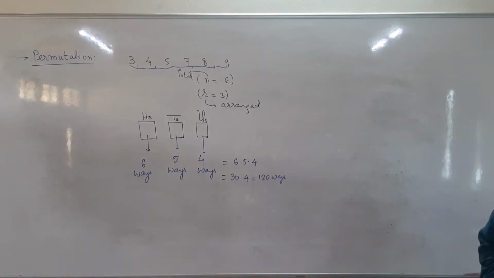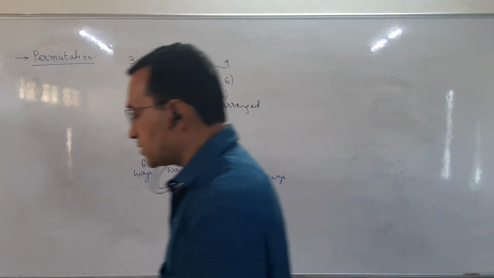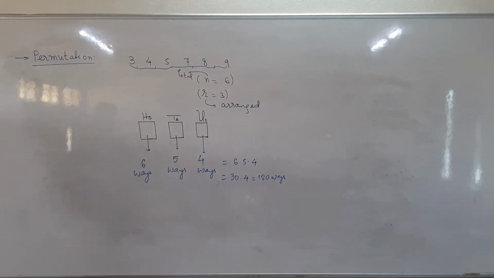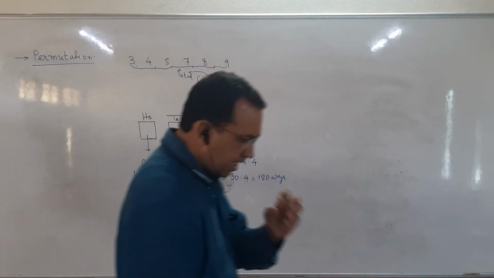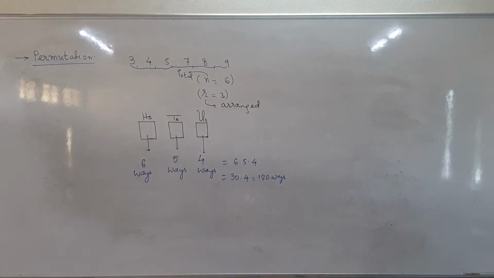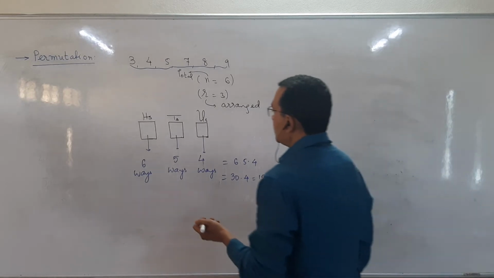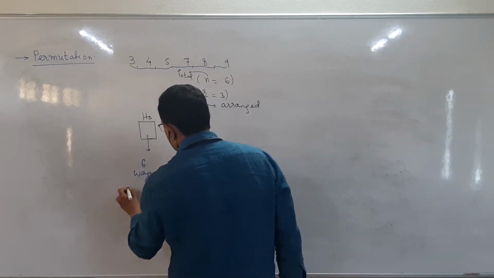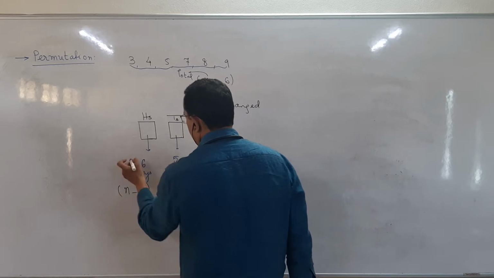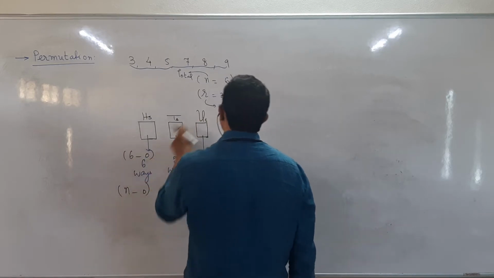Absolutely right, students. This was the fundamental principle of counting only, nothing else. Now I am doing this in a slightly different way, but it is very similar to FPC, and that FPC is nothing but the fundamental principle of counting. The hundreds place can be filled in n minus 0 ways. I can write 6 as 6 minus 0, n is 6.